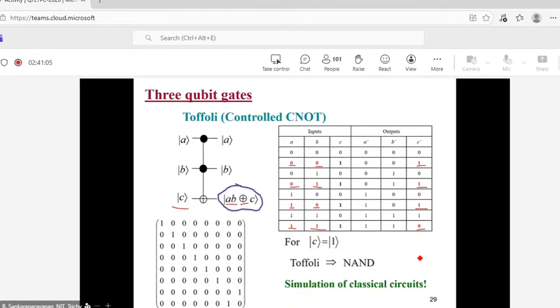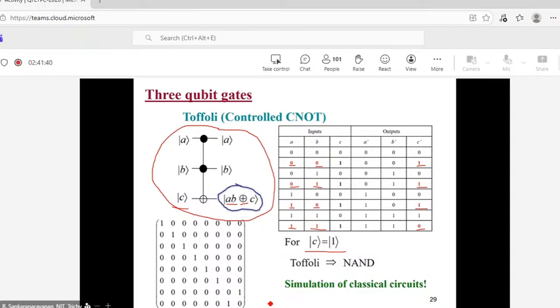So we have a unitary operation or unitary matrix for which we give 3 inputs by setting C equal to 1. And if you set possible zeros and ones for the input states A and B, the output C prime is essentially producing the NAND gate. So by setting C equal to 1, this gate acts as a NAND gate, and one can construct a NAND gate from this 3-qubit gate. It is sometimes called the controlled-controlled NOT, CCNOT, or Toffoli gate.